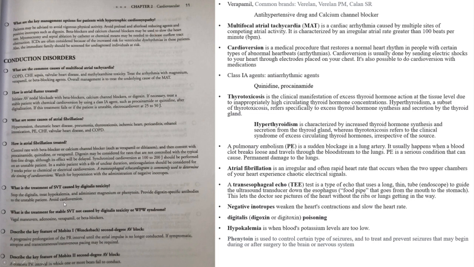What is the treatment of SVT caused by digitalis toxicity? Stop the digitalis. Treat hypokalemia, which is low potassium level. Administer magnesium or phenytoin, which controls certain types of seizures. Provide digoxin-specific antibodies to the stable patient. Avoid cardioversion.